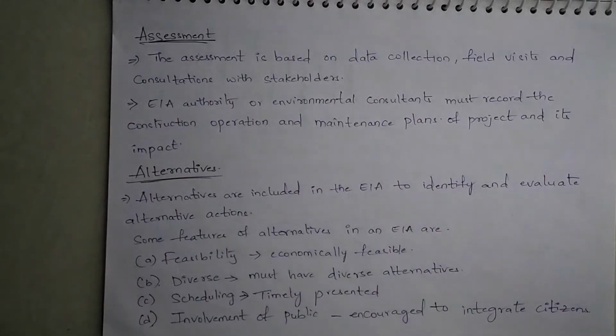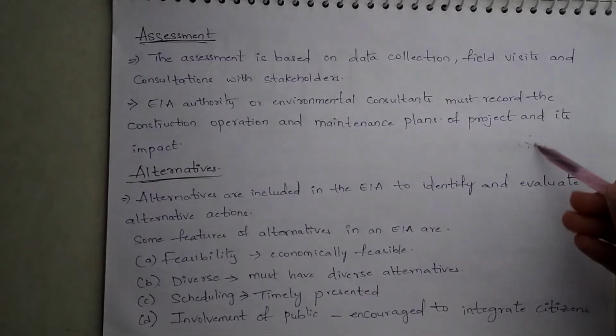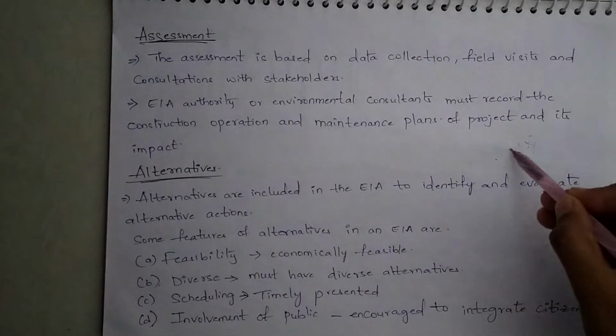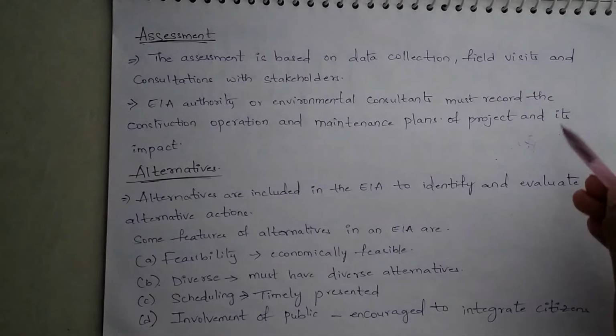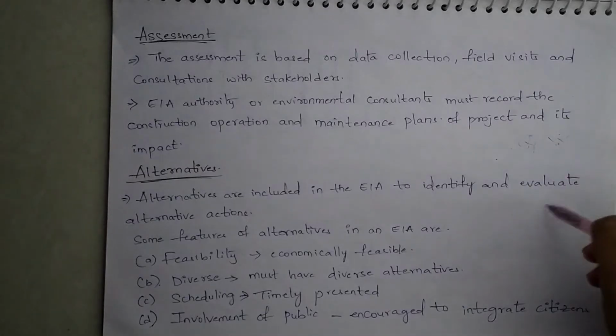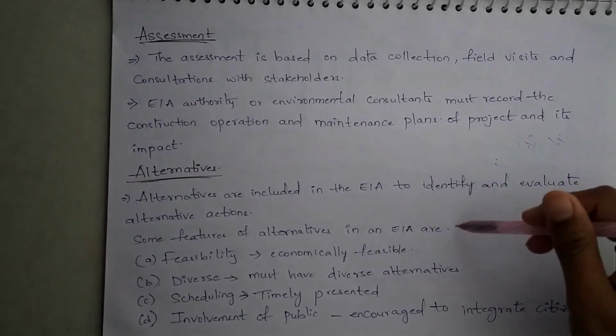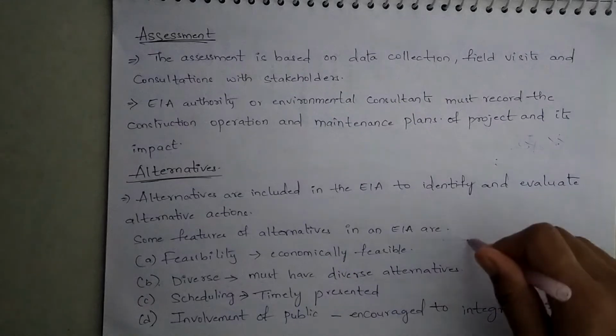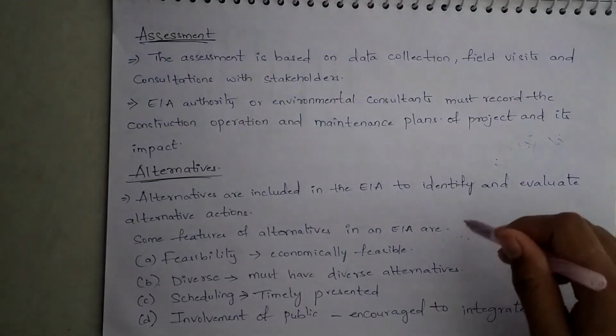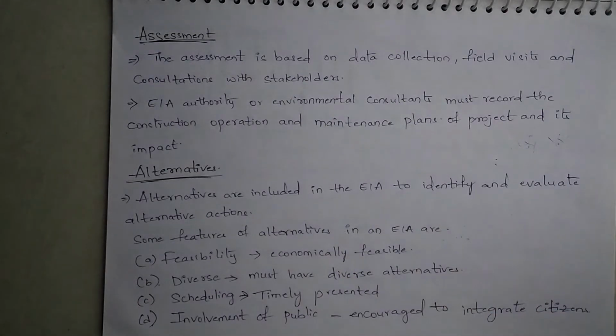And in the alternatives step, alternatives are included. Why? Because we need to identify and evaluate the alternate actions. We have discussed that if a project area is not suitable for that particular project, they have to go for another developmental site, or they have to cancel their present project and propose a new project. So all these alternatives will be identified here, such that those alternatives will achieve the same goals, that means similar goals.